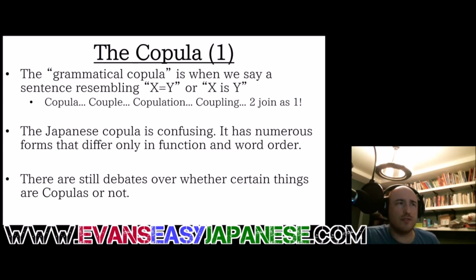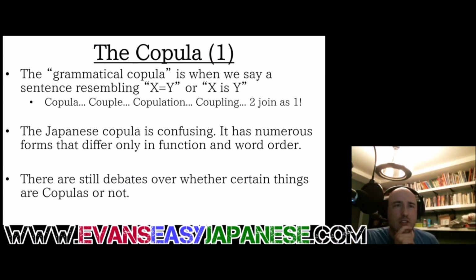It has numerous forms that differ only in function, like how they're used in the sentence. Does it come before a noun? Does it come after a noun? Does it come before a verbal? Does it come at the end of the sentence? Does it come at the end of a clause? Do we want to say it specifically is this thing, or that it's kind of like...? So in function it's different, and in word order, basically where it comes in the sentence. Sorry, I guess I repeated myself.